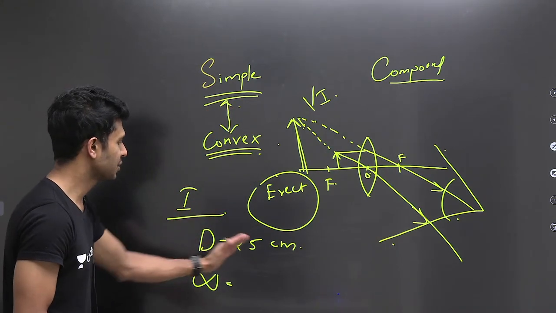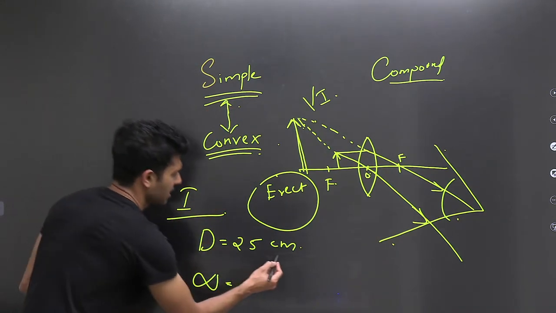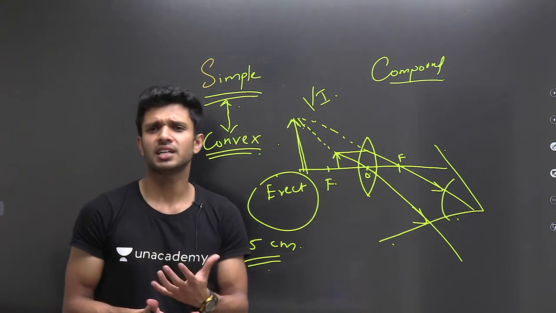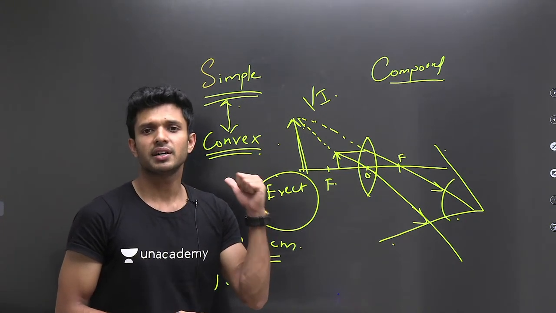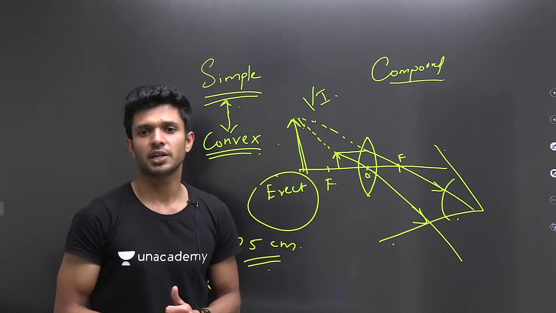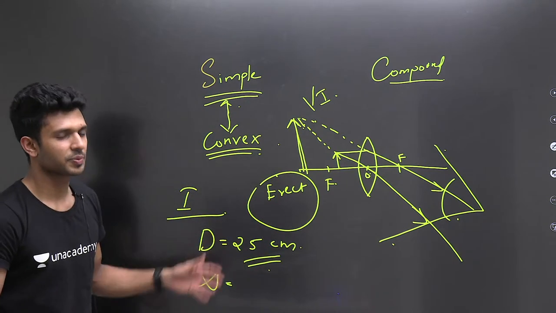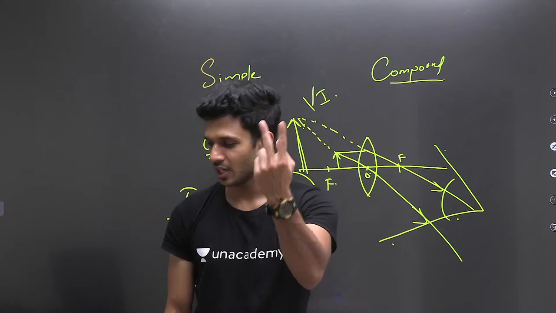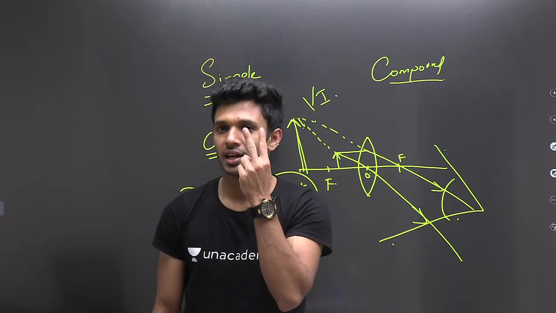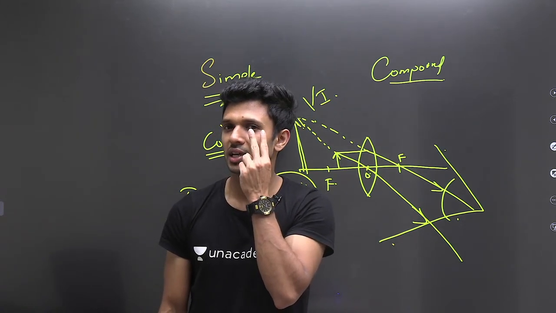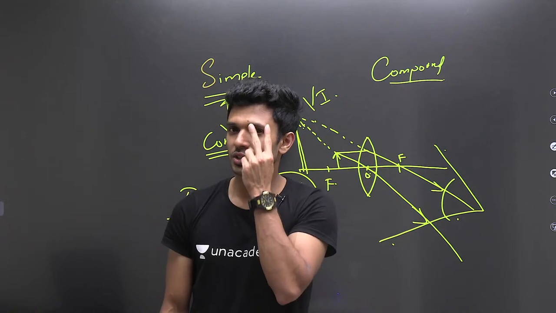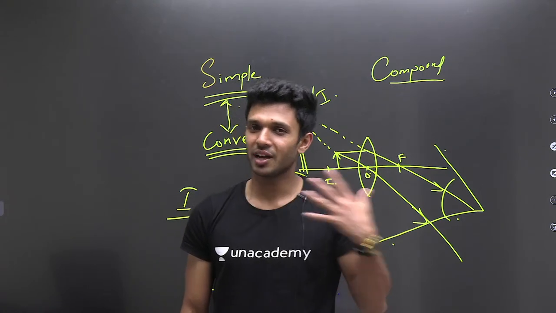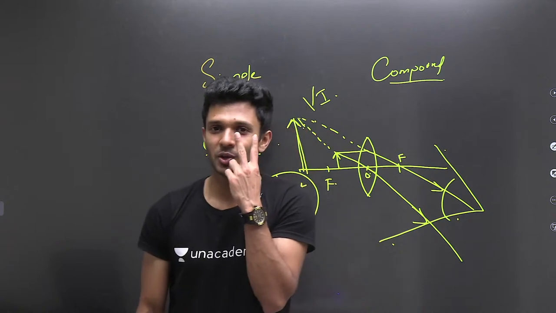Image formation at 25 centimeter. Do you know why it is so important? Why are we considering an image formation with a convex lens or a simple microscope at 25 centimeter? Try to look at these two fingers. Everyone take out your fingers. Try to look at these fingers, keeping them close to your eyes. Are you able to see them very clearly? For me, and I think for every normal person, you won't be able to see that.